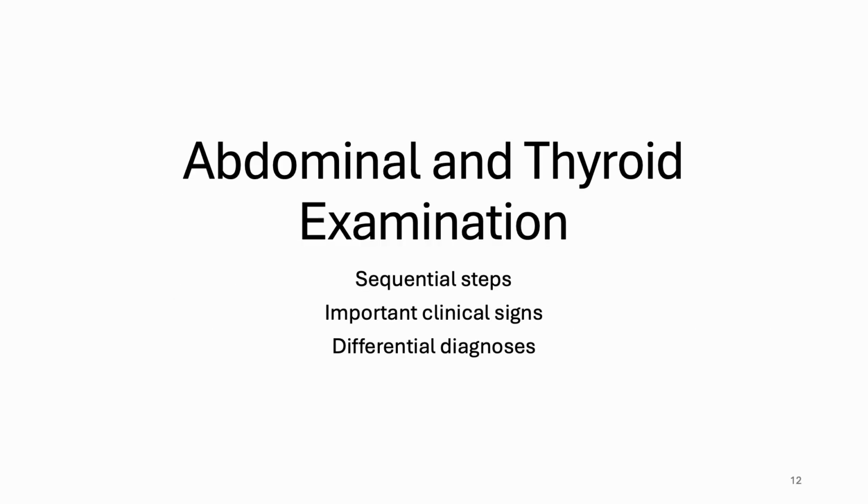We have come to the end of the abdominal and thyroid examinations. We have covered the sequential steps of each exam, and I have listed the important clinical signs to look for and the differential diagnosis for each system examination.